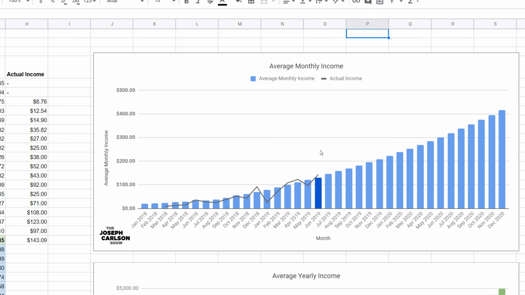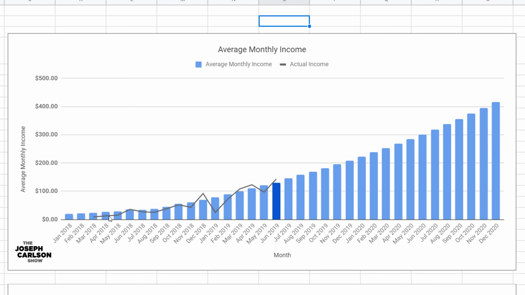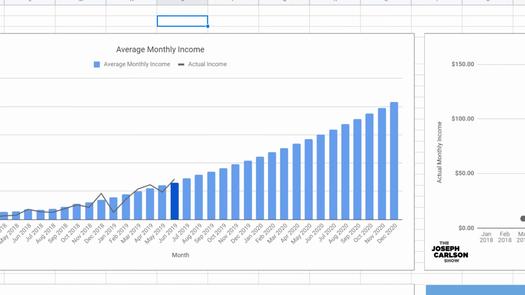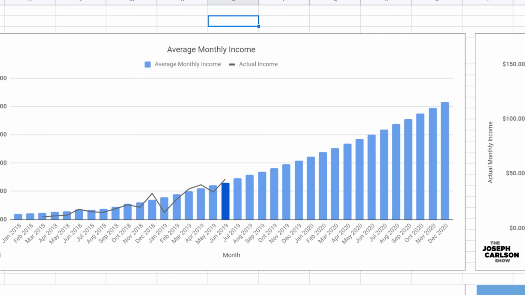Now, another thing that you'll notice is that the current month is highlighted blue. I highlighted a darker blue to let you guys know which month is the current one. And then you can also see this gray line on top of it. Does that look familiar? That gray line, that pattern, is the exact same as your actual monthly income. So what it does is it overlays the actual monthly income over the average.